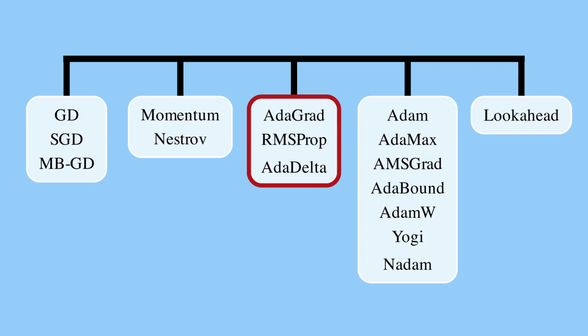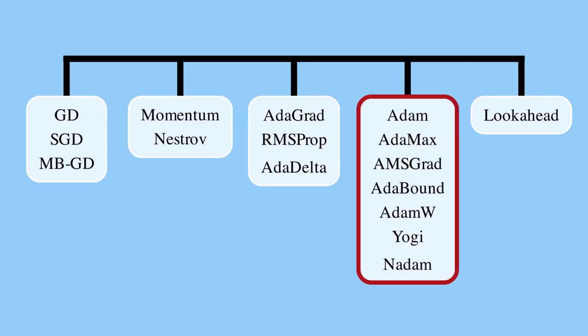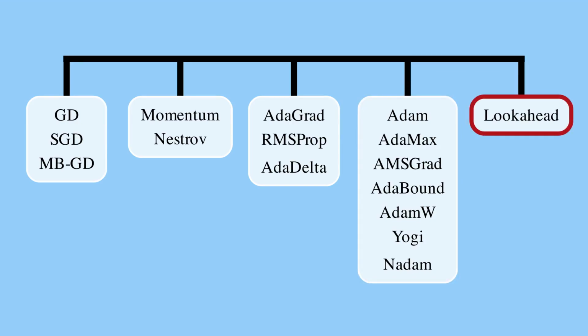in section 3, and the Adam family of optimizers in section 4. And at the end, we will see the Lookahead algorithm, which is orthogonal to all those other optimizers. By the end of this video, you will have a good understanding of different optimizers for neural networks and their benefits along with their limitations and drawbacks.